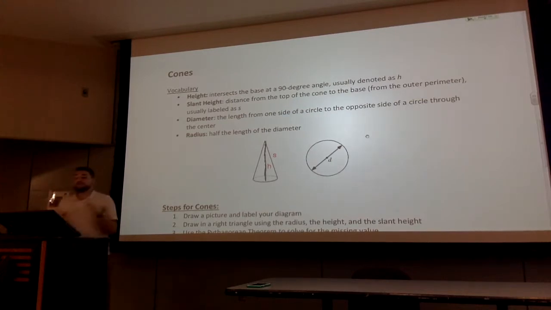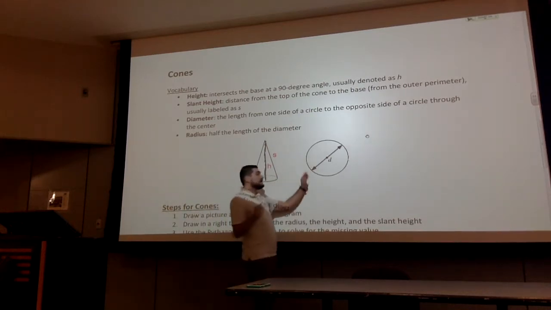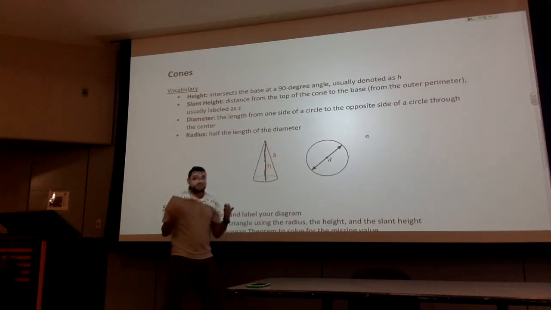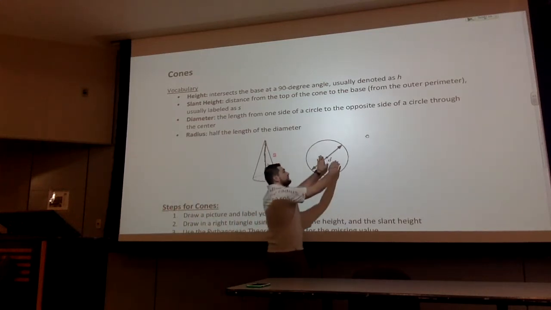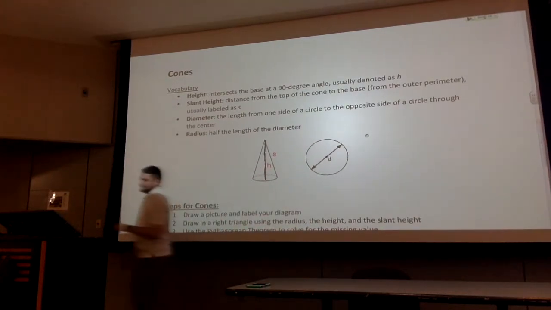The diameter is only from one side of the circle to the opposite side of the circle through the center. So when we're talking about the diameter, we're talking about the entire length of the circle, whereas the radius is only half of the diameter. So the radius can only be from here to here, where the diameter goes all the way across.